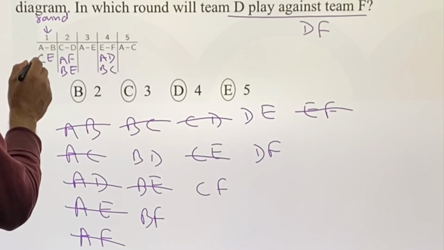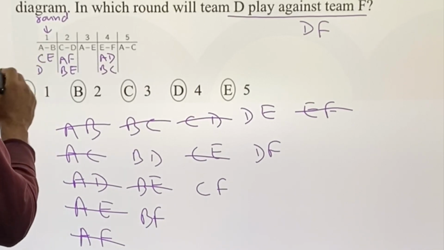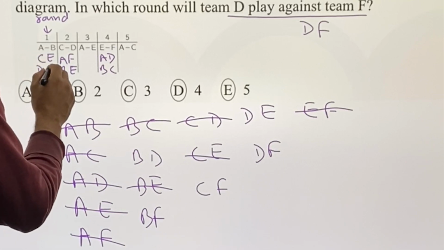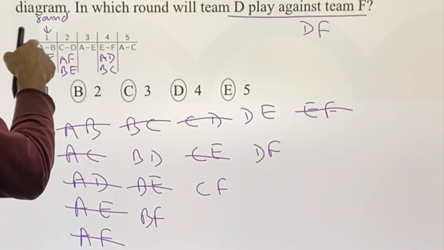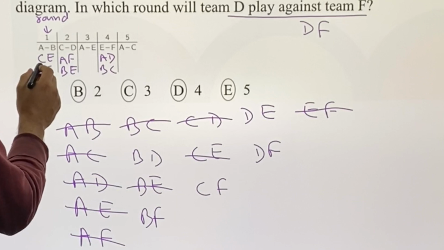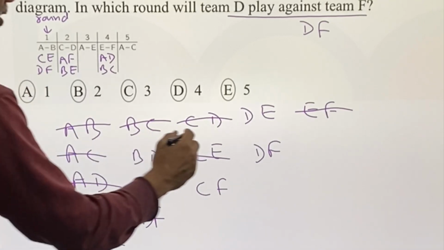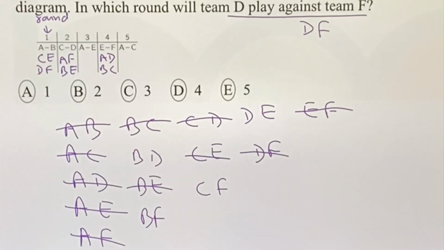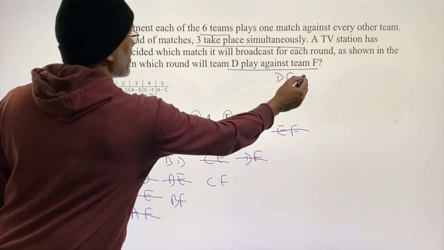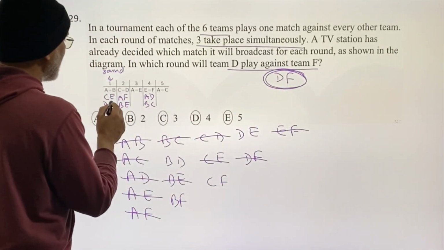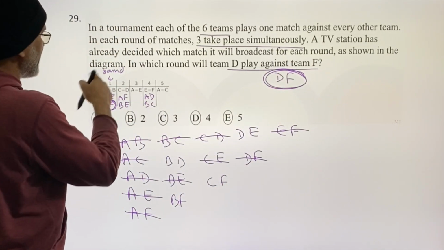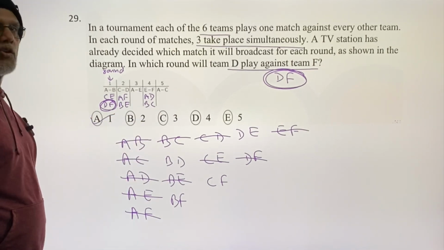A is playing, B is playing, C is playing. So D, and then E, then F, right? So all the teams are playing here, right? So DF must be playing here. So DF is crossed out. And in fact, that's what we want. Where does DF play? So DF must play in round 1. That's the correct choice.